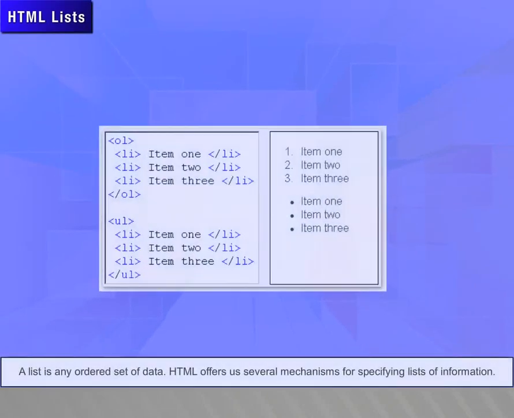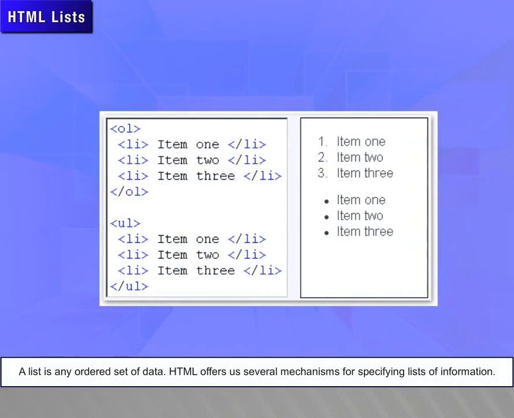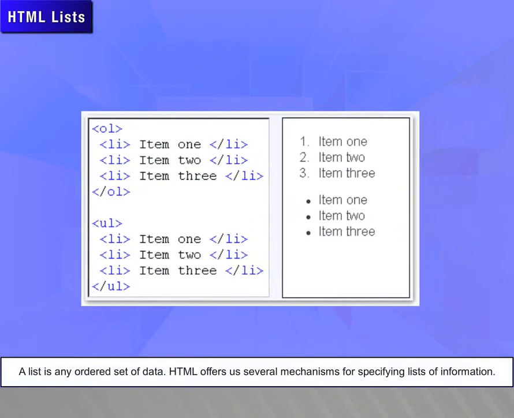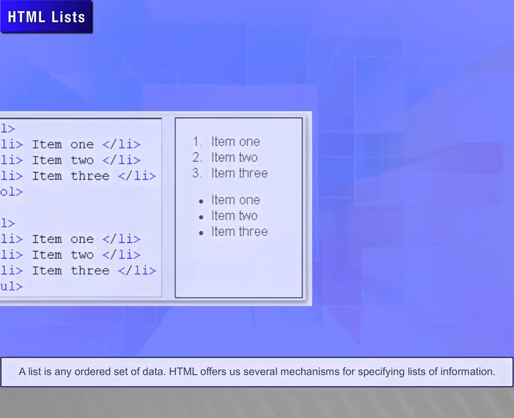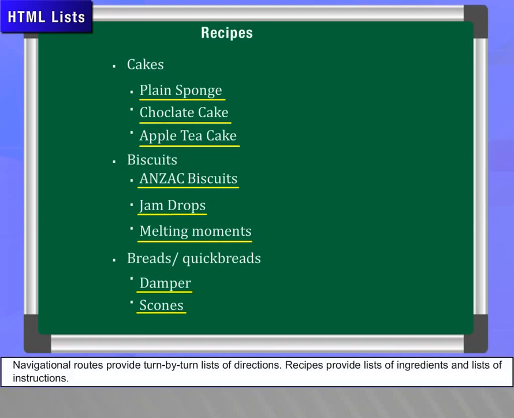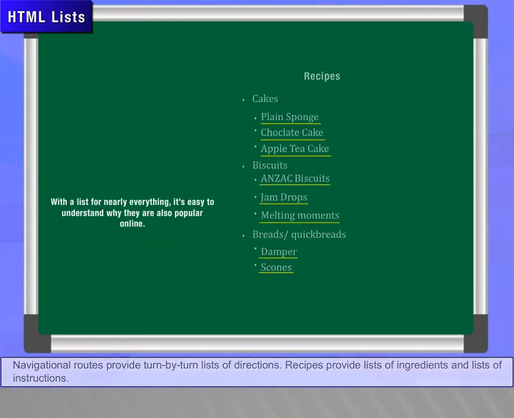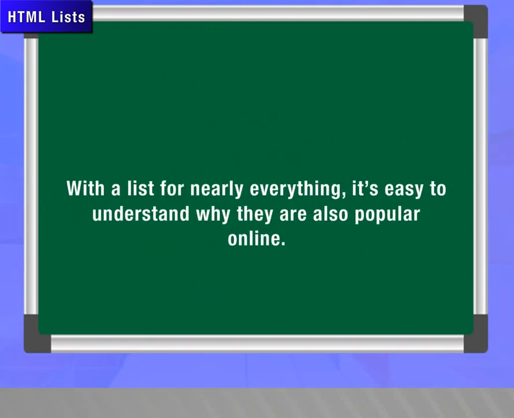HTML list. A list is any ordered set of data. HTML offers us several mechanisms for specifying lists of information. Navigational routes provide turn-by-turn lists of directions. Recipes provide lists of ingredients and lists of instructions. With a list for nearly everything, it is easy to understand why they are also popular online.